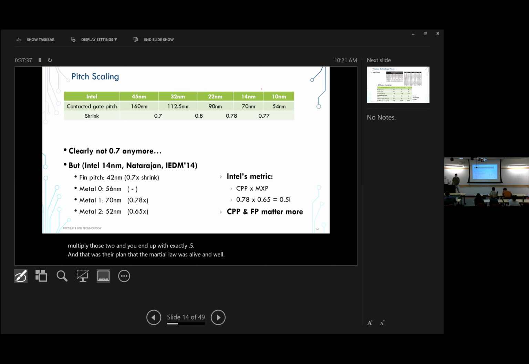Why does this matter? Because that was the rule that was applied to scaling standard cells. And the majority of the world is test runs and standard cells, so everything was okay.